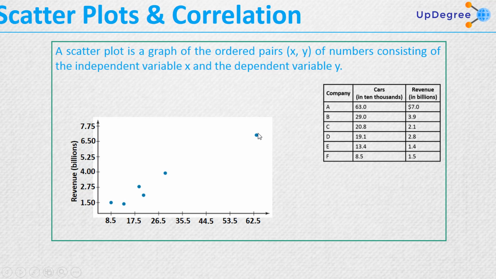So here we are observing the positive relationship. I think you are getting my point. When x is increasing, y is also increasing. Take any one of them, 29.0 and 3.9. So 29.0 will be coming around here, and 3.9 is just below our 4 here. So this point is actually considering this one. So B point is there.